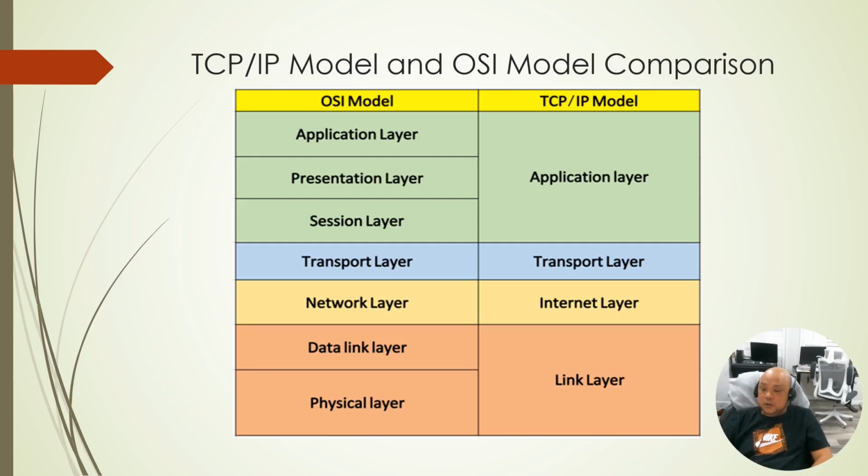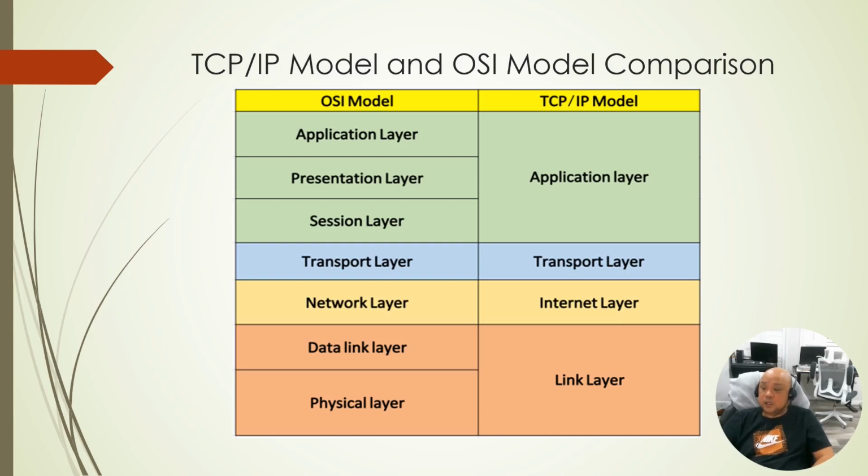The session and presentation layers in OSI are distinct, handling session management, and data formatting, encryption, and compression. In contrast, the TCP/IP model simplifies these functions into four layers: network access, internet, transport, and application. The network access layer combines the OSI's data link and physical layers, while the transport layer in TCP/IP performs the same function as OSI's transport layer.